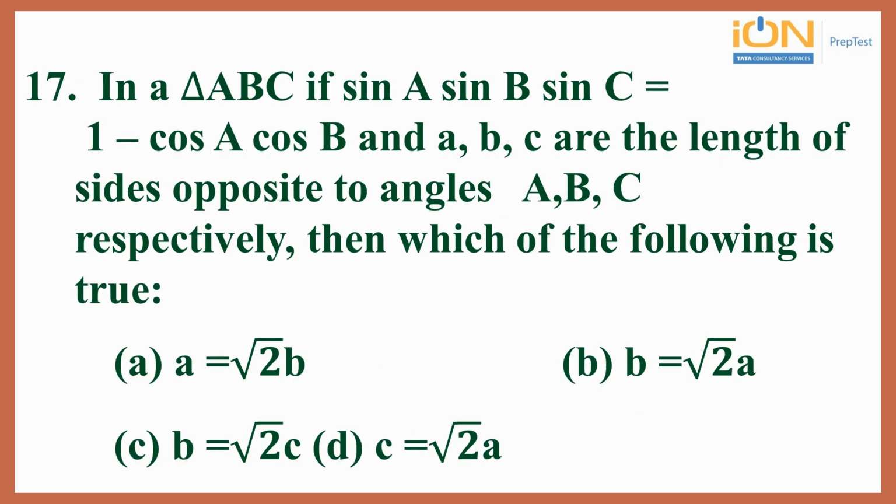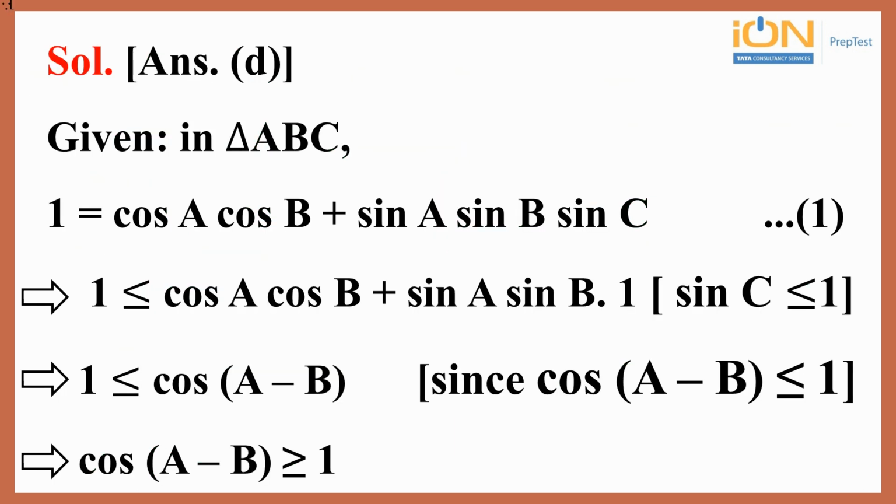So let's move on to the next question, question number 17. In a triangle ABC, if sin A, sin B, sin C is equal to 1 minus cos A cos B, and a, b, c are the lengths of the sides opposite to the angles capital A, capital B, capital C respectively, then which of the following is true? First option, a is equal to root 2 b, second option, b is equal to root 2 a, third option, b is equal to root 2 c, and fourth option, c is equal to root 2 a. The answer is D. Let's see how it comes.